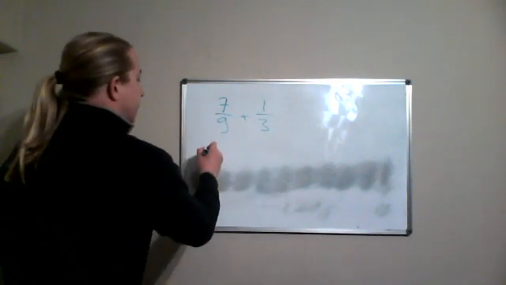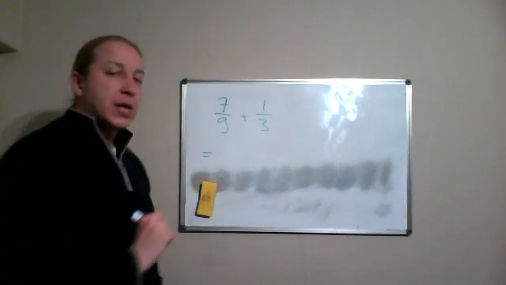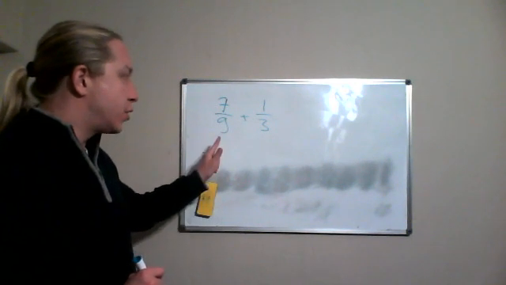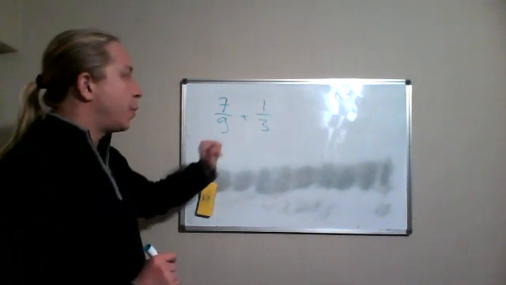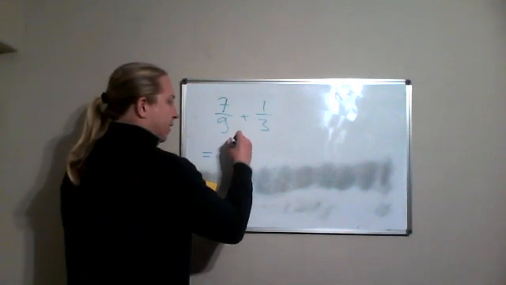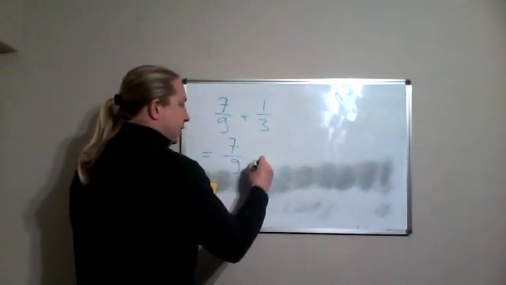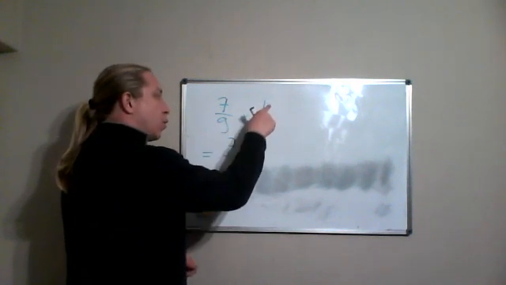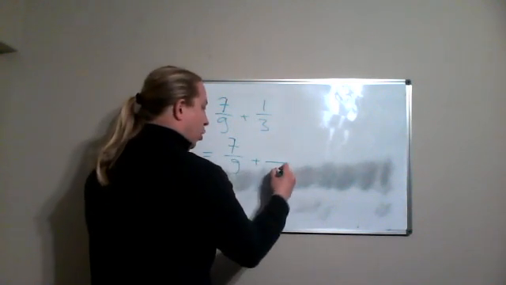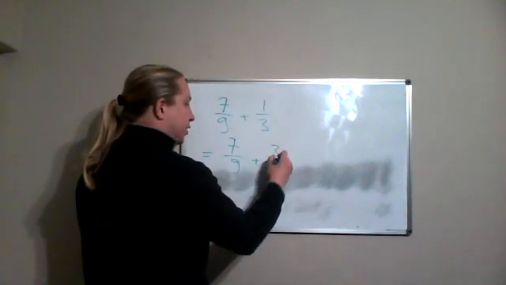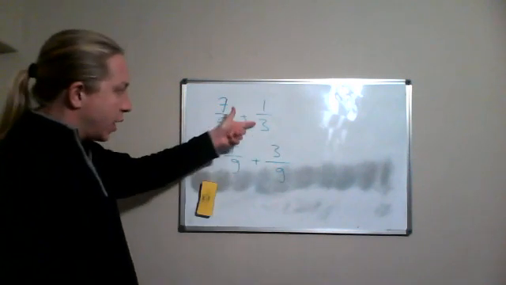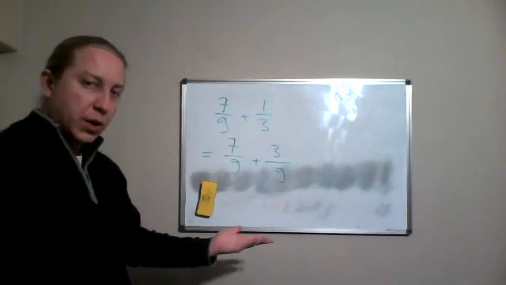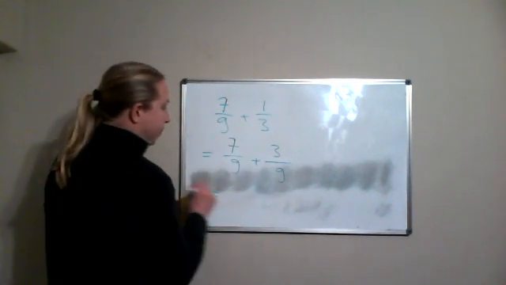We need same denominators. Can I turn one of these into the other denominator? Yes, I can turn this 3 into a 9. How do I do that? I multiply by 3 top and bottom. So here I have 7 over 9 plus, how do we turn this 3 into a 9? We times it by 3. Whatever we do here, we do here. So it will be over 9. 1 times 3 is 3. Because 3 over 9 is 1 over 3. If we divide by 3, we get 1. Divide by 3, we get 3. So it's all legit.